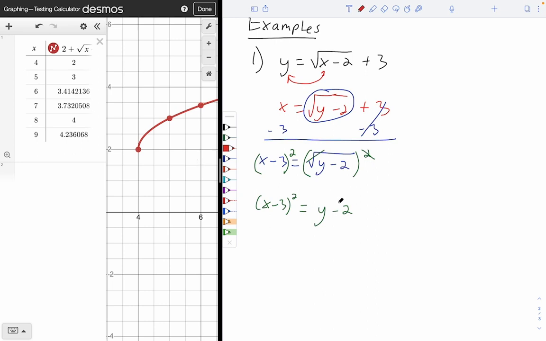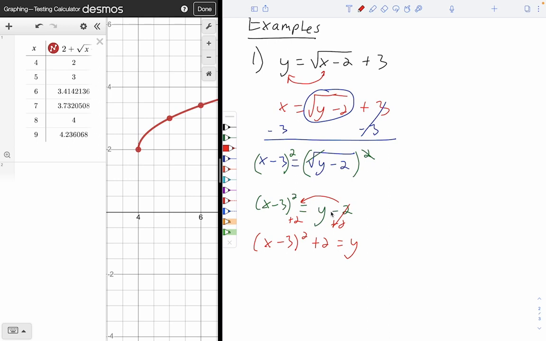And then I can simply solve for y by adding this 2 over to the left-hand side, and I've got x minus 3 squared plus 2 is equal to y. I just added this 2 over to here. And we're done. That's the inverse equation.